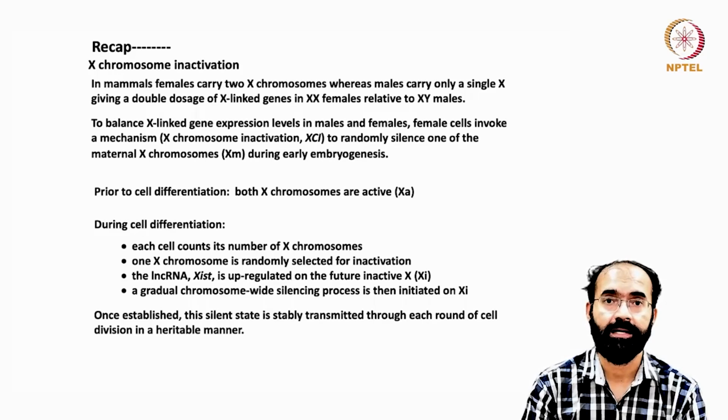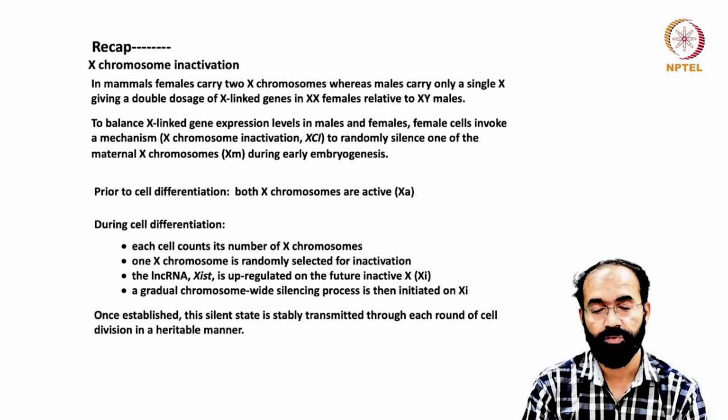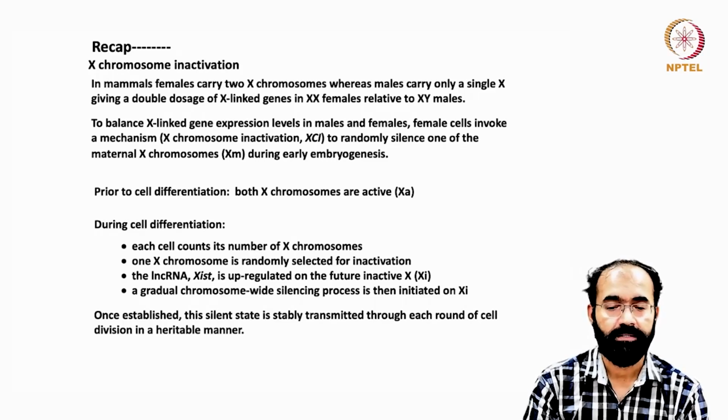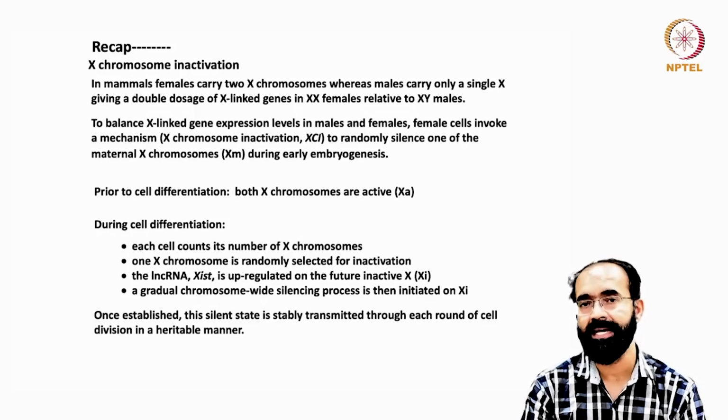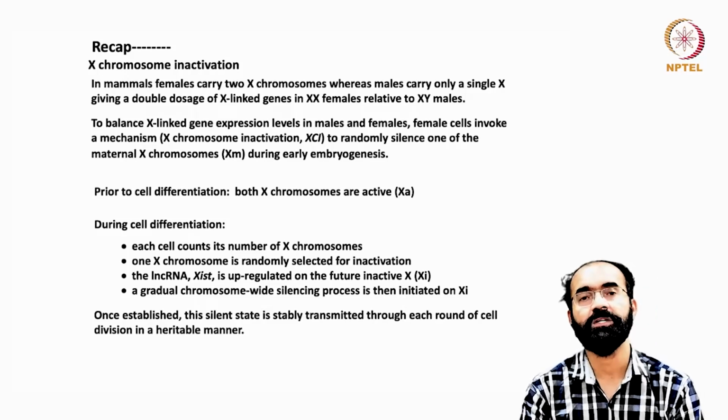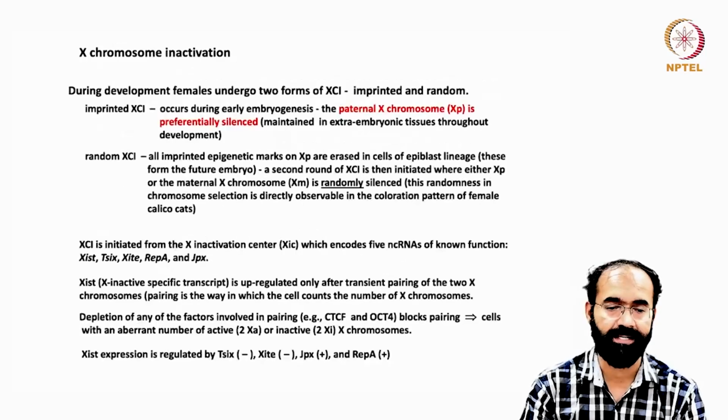The lncRNA, long non-coding RNA, is upregulated on the future inactive X chromosome, termed Xi. A gradual chromosome-wide silencing process is then initiated on the Xi, so that the entire chromosome is now compact. Once established, this silent state is stably transmitted through each round of cell division in a heritable manner. That means this will continue to be maintained.